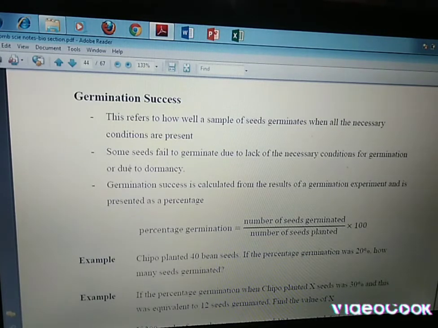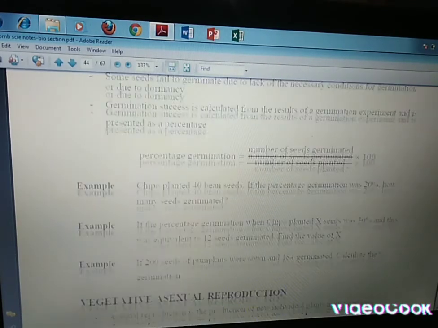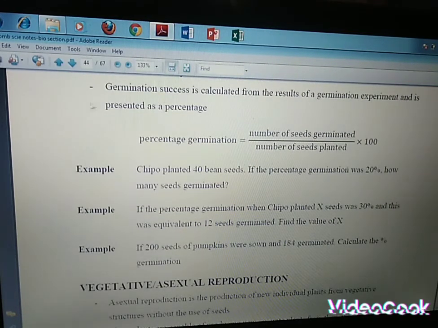But I want you to know that when you plant them, even if all the necessary conditions are present, some seeds fail to germinate, but some will. The main reason why other seeds fail to germinate is a lack of necessary conditions for germination. When the conditions are not suitable for germination of that particular seed, it will stay dormant as if it is dead, while it is alive. But once we put the proper conditions, it will germinate.